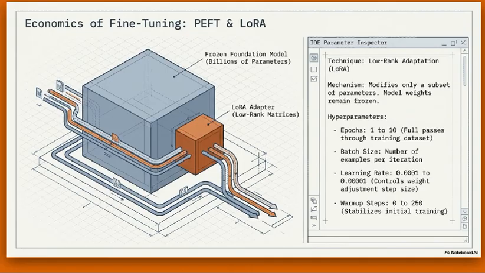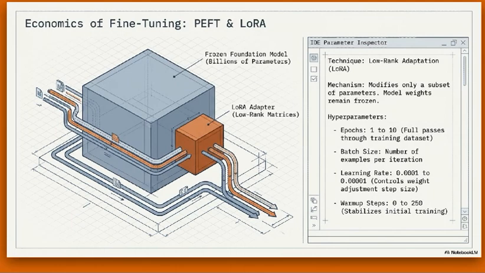Let's say you want to update the attention weights of a massive model. Normally, during backpropagation, the optimizer has to store the gradient states, the momentum, the variance, for every single one of those billions of parameters. And that requires an immense amount of VRAM. You often run out of memory before you even start computing. But with LoRA, you freeze the original weights entirely.